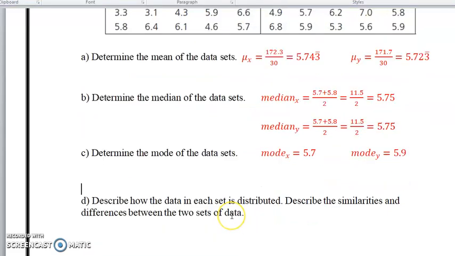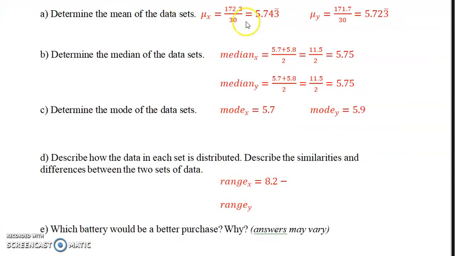Next thing says, describe how the data in each set is distributed. Describe the similarities and differences between the 2 sets of data. So when you're comparing the data, you can see that the means are very close. The medians are equal. The modes are really close. But what really sticks out, so there'll be similarities in the data, but what really sticks out is the differences in the data, is the range.